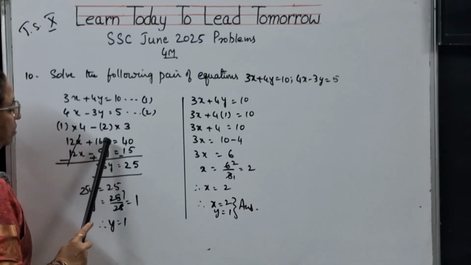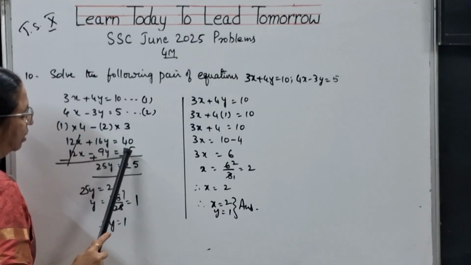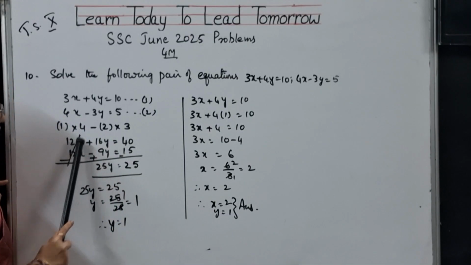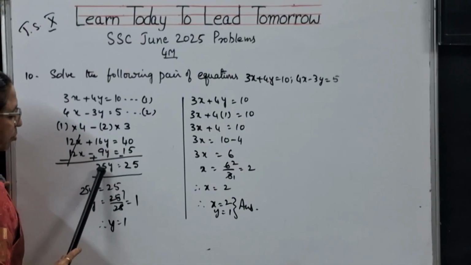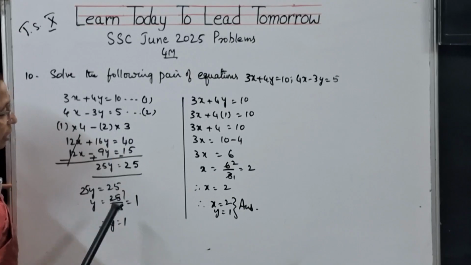So 12x plus 16y is equal to 40 is the first equation. 12x minus 9y is equal to 15 is the second equation. So signs should be changed. On cancellation, I am getting 25y is equal to 25. So what is y? y is 1.